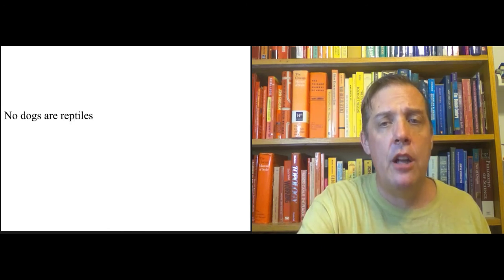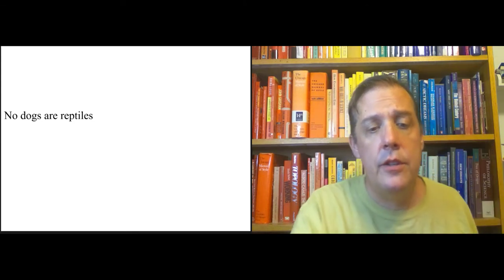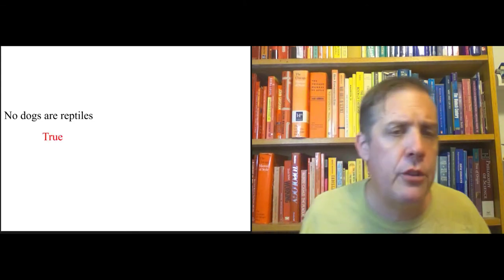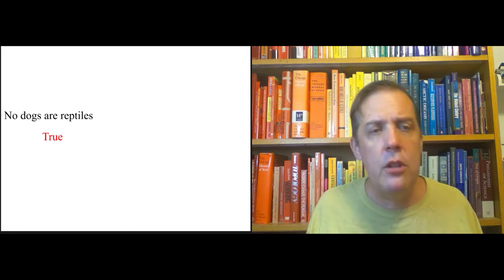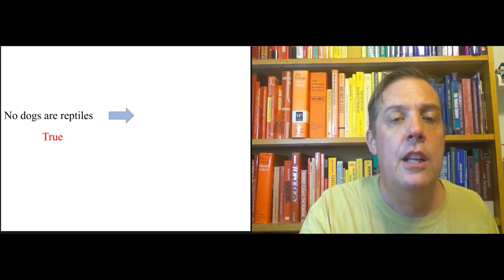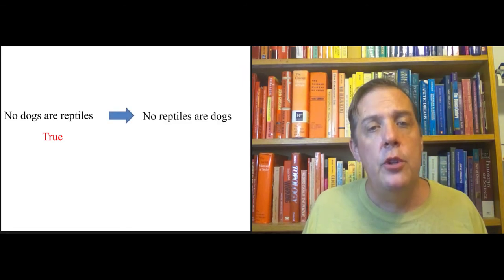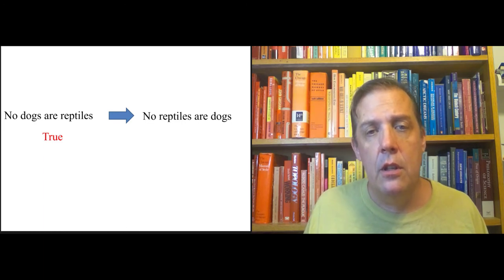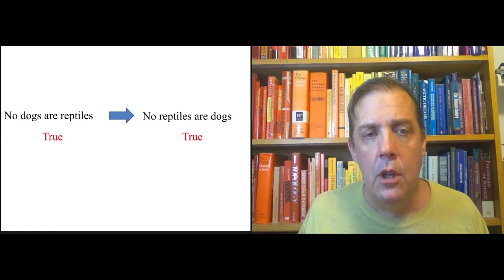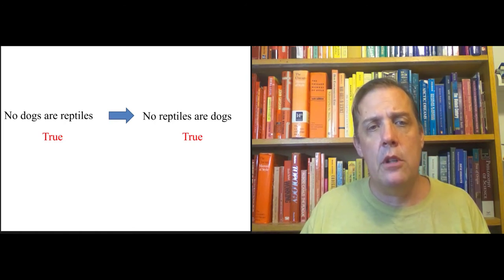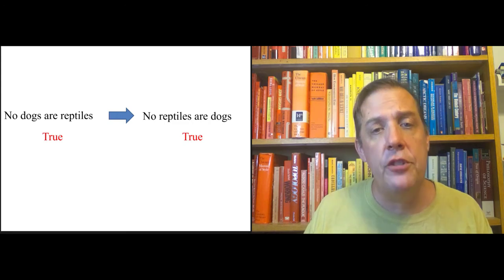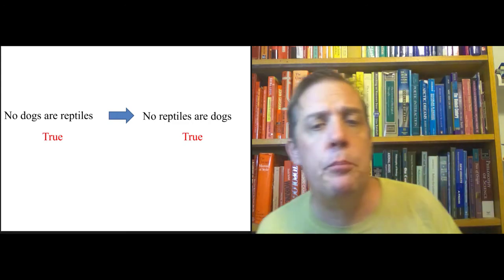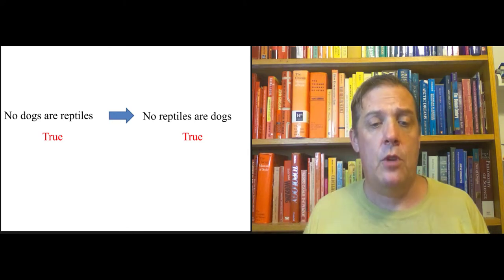But now think about another sentence, no dogs are reptiles. This is also true, right? Look at all the dogs in the world. Think of my dogs, Cupcake, Sprinkles. They're not reptiles. Your dogs are not reptiles. No dogs are reptiles. If you flip this one around, you get no reptiles are dogs. But this is also true. So in this case, conversion, just switching subject and predicate, has a different effect. In one case, it turned a true statement into a false statement, and in another case, it preserved the truth value, right?